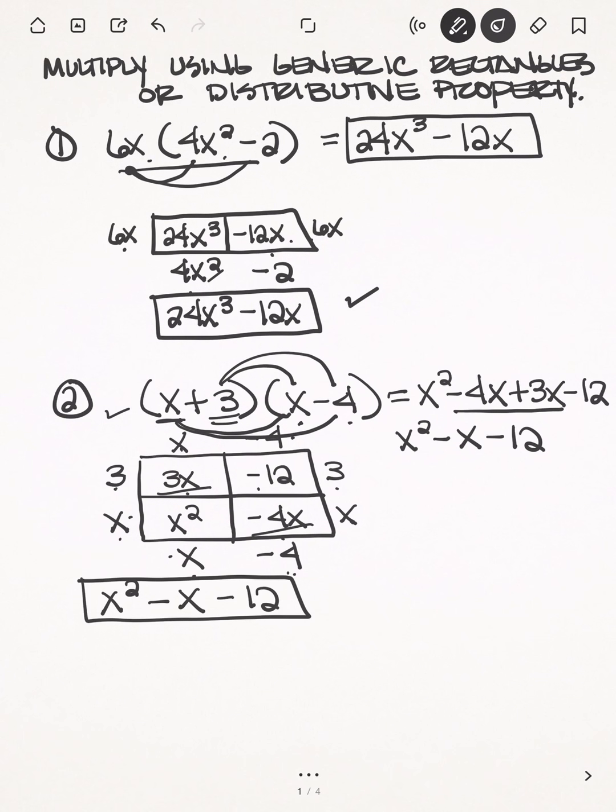And then you notice that I get the same answer that I got when I did it with my generic rectangle. So this method is distributive property. This method is generic rectangle. And you could do it however you would like.